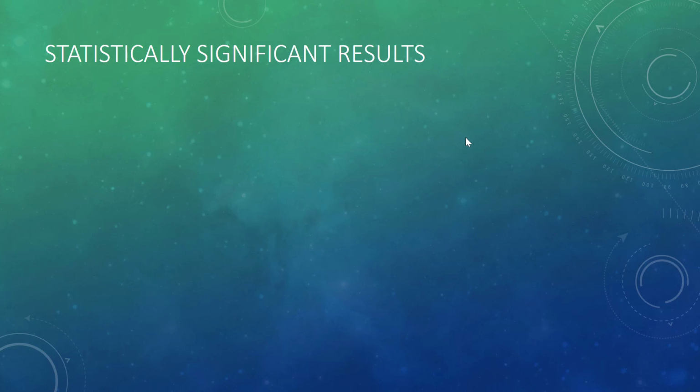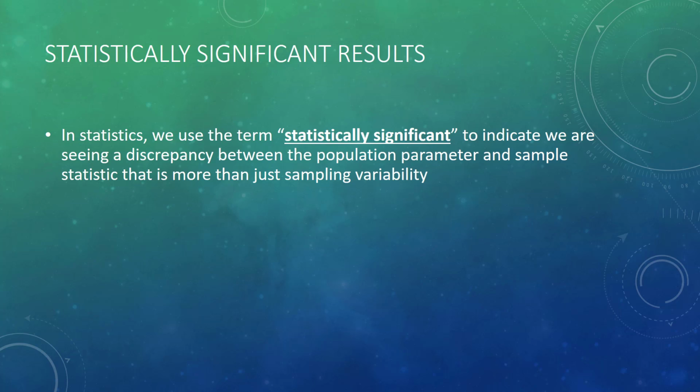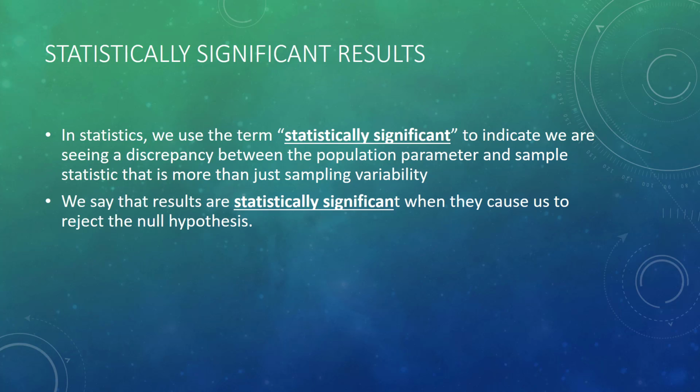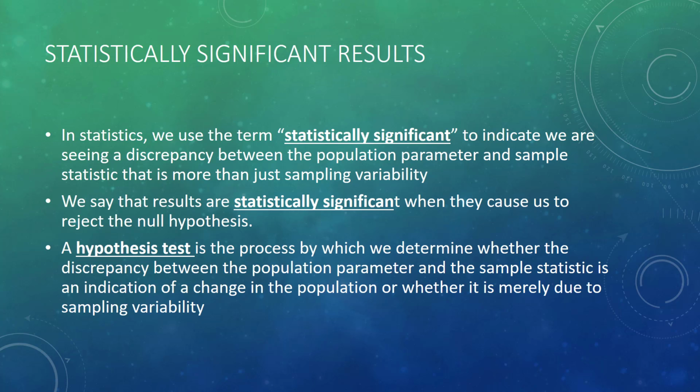Statistically significant results. In statistics, we use the term statistically significant to indicate we are seeing a discrepancy between the population parameter and the sample statistic that is more than just sampling variability. We say that results are statistically significant when they cause us to reject the null hypothesis. A hypothesis test is the process by which we determine whether the discrepancy between the population parameter and the sample statistic is an indication of a change in the population, or whether it is merely due to sampling variability.